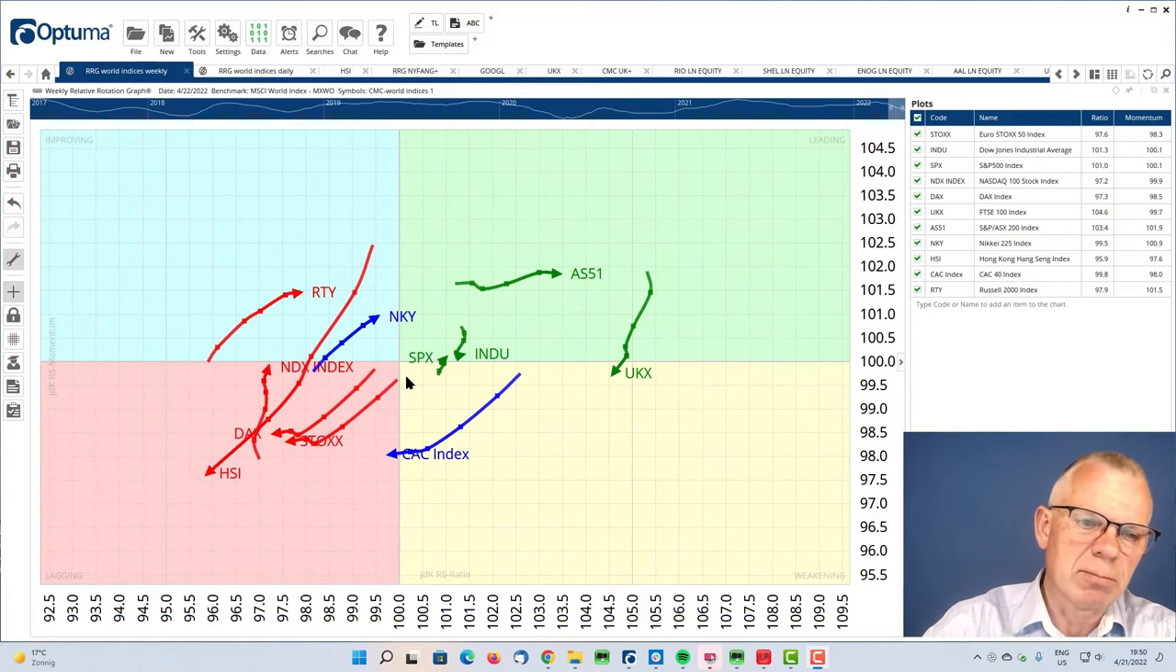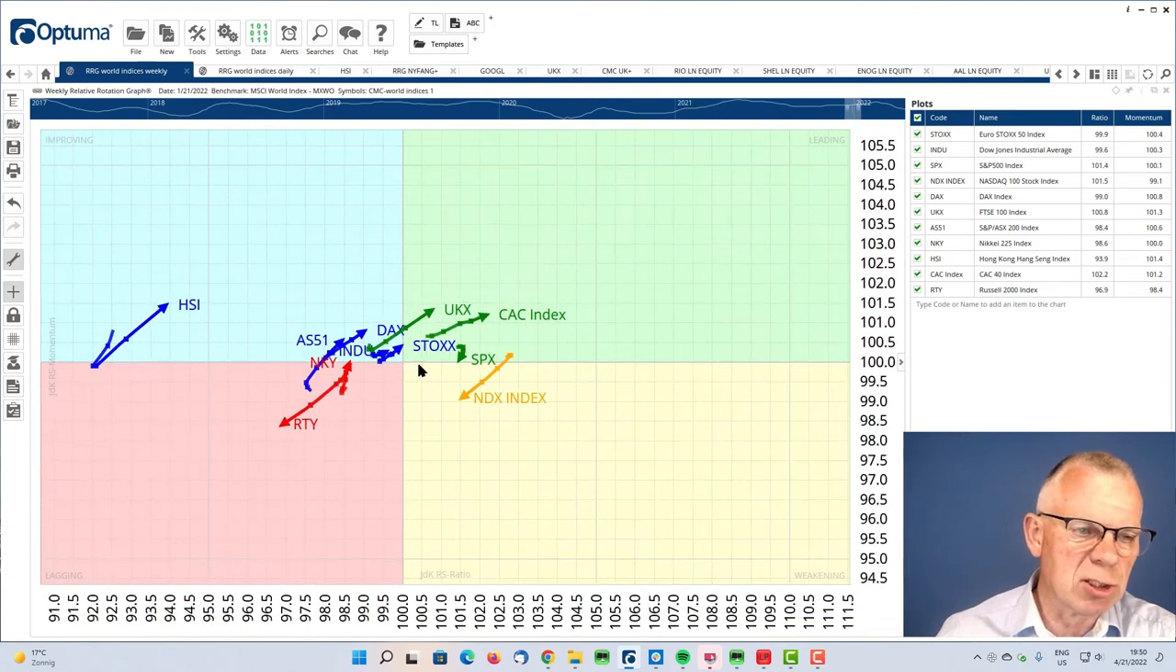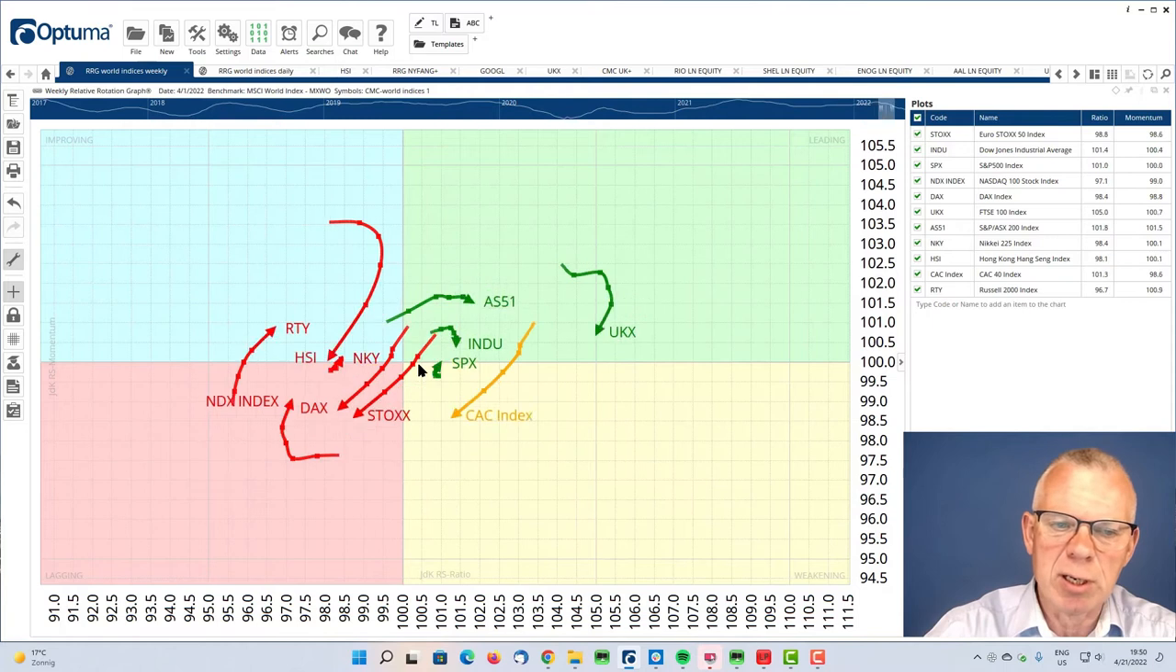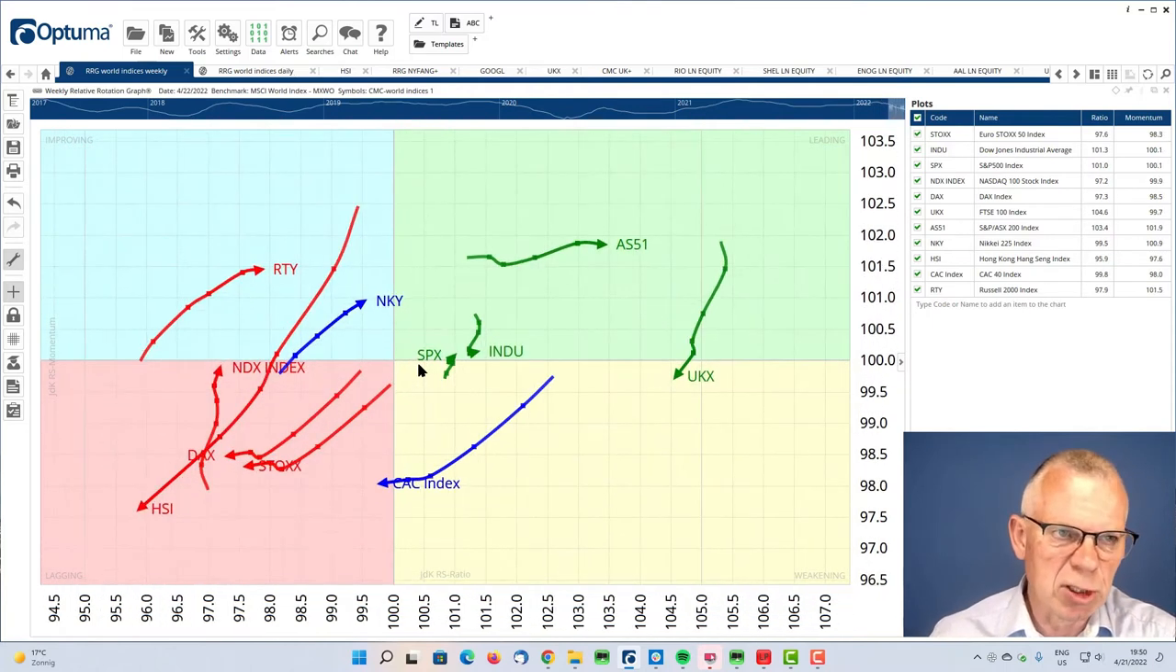And if we would make that a rotational pattern, you can see that it's actually rotating, completing a rotation completely on the left-hand side of the graph. And we know that that is a weak sign for these rotations.